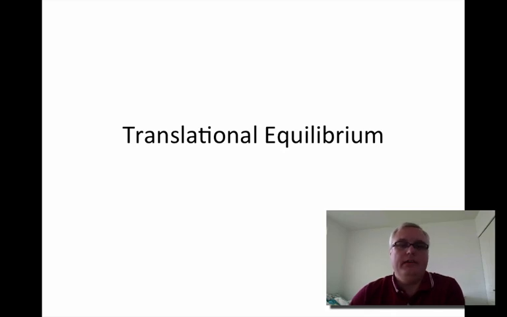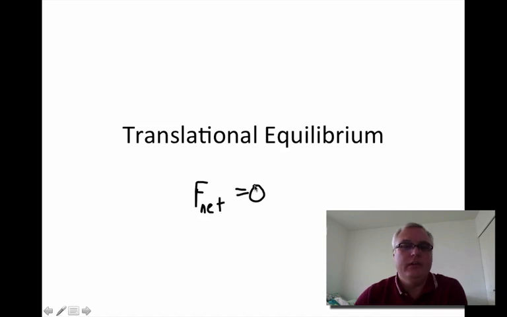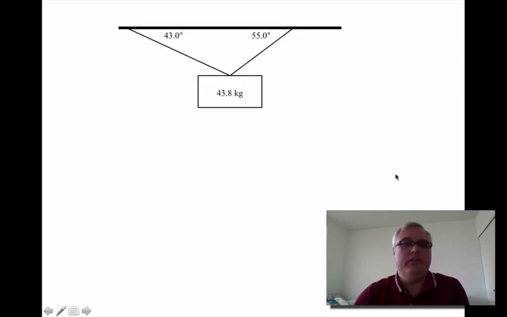Okay, this video is on equilibrium, and specifically translational equilibrium. Equilibrium occurs when the net force on an object is equal to zero. So in other words, there's no acceleration. The forces all add up to be zero, and the object is at rest. So here's a typical example.